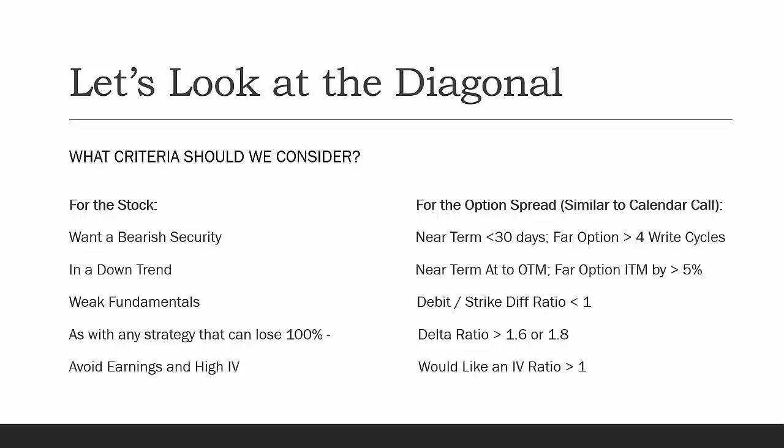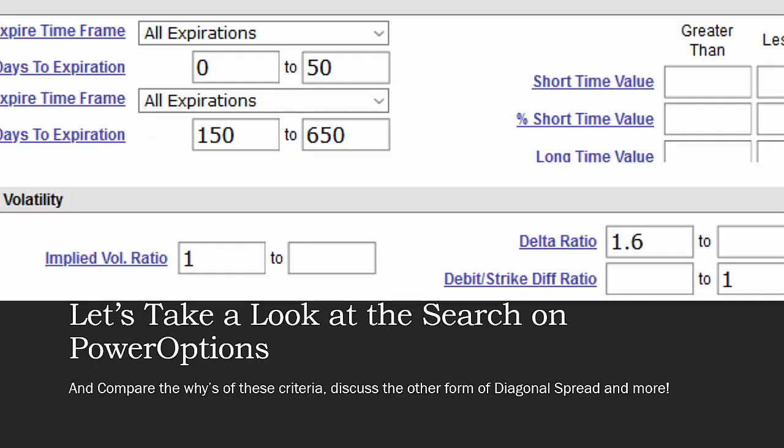As we came across earnings, we got through the earnings, then we had the election, and we're still in the pandemic. So some options on some securities that are further out in time, 2, 3, 4 months out, still have a higher implied volatility than the near-term options on stocks that have already passed their earnings. We're still dealing with the election, pretty much over now, and of course, we're still in the middle of the pandemic. But all that being said, let's take a look at the search in Power Options, compare these criteria as we mentioned, and discuss the other form of a diagonal spread that can be used, and possibly a little bit more.